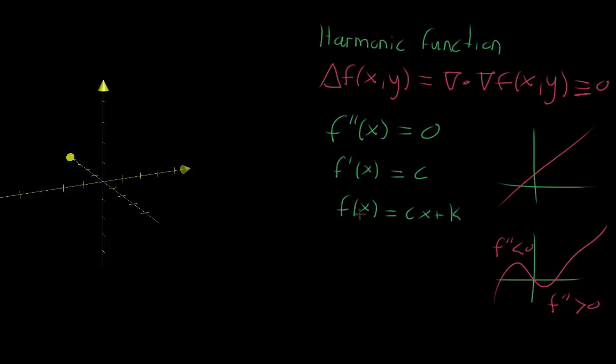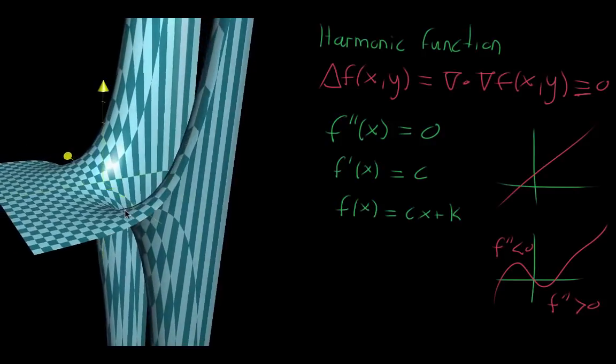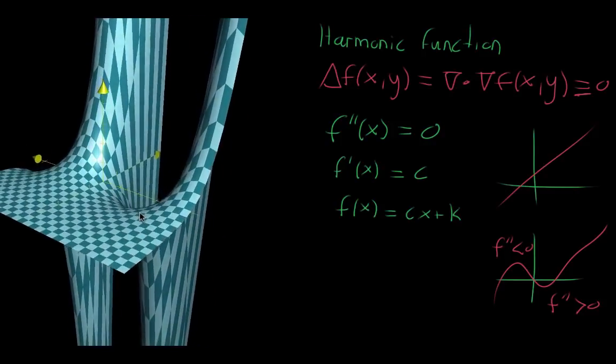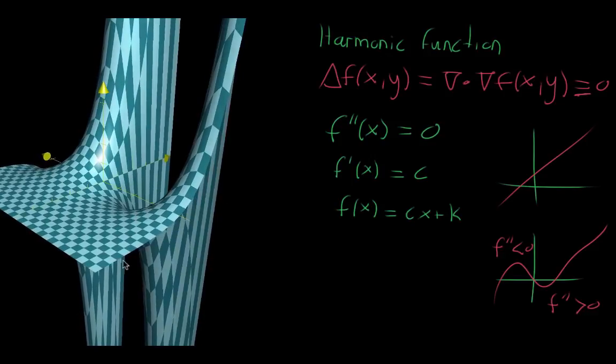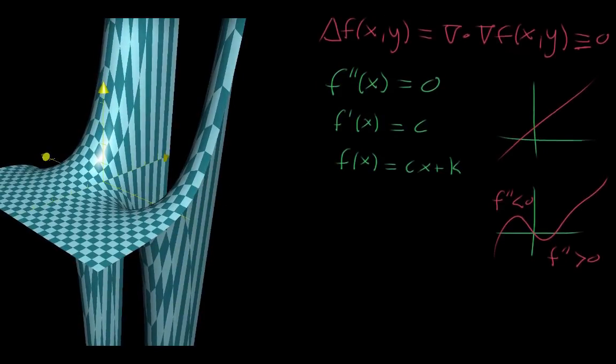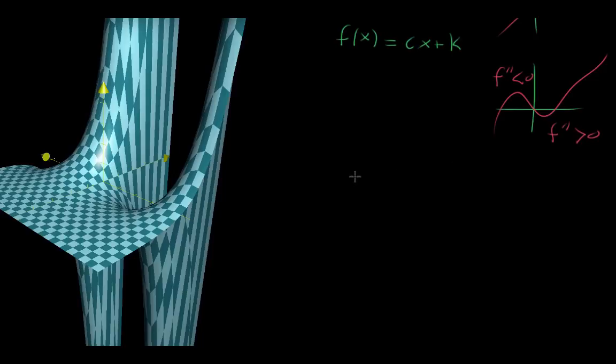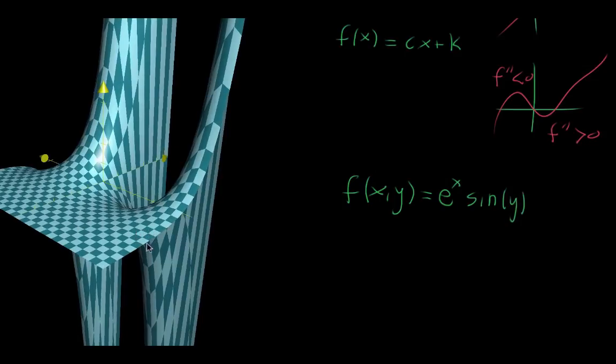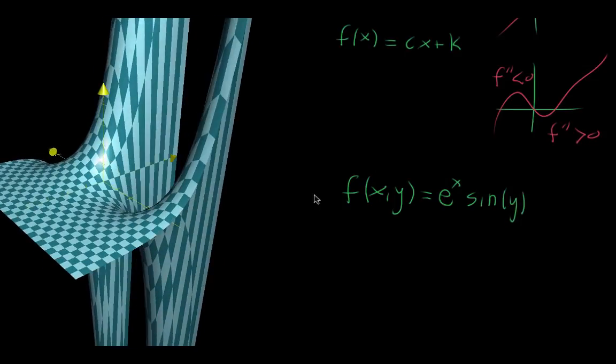But once we extend this to the idea of a multivariable function, things can get a lot more interesting than just a straight line. So as an example, I've got the graph here of a multivariable function that happens to be harmonic. The graph that you're looking at is of a two-variable function, and the function specifically is f of xy is equal to e to the x multiplied by sine of y. And as we're looking at the graph here, hopefully it makes a little bit of sense why this is sort of an e to the x sine of y pattern.